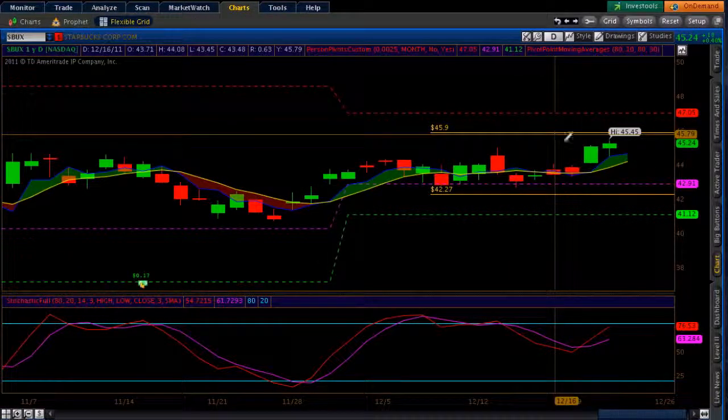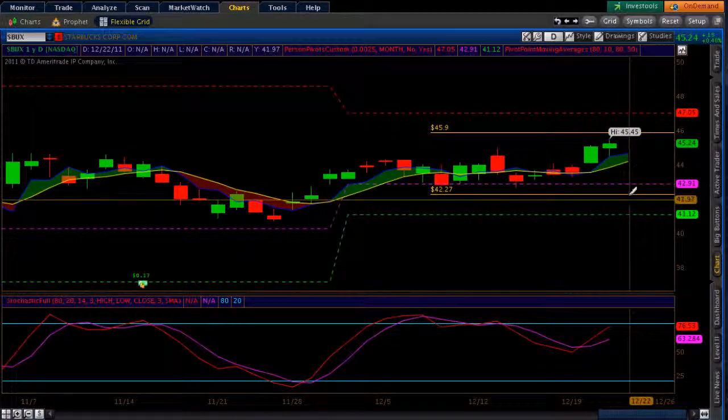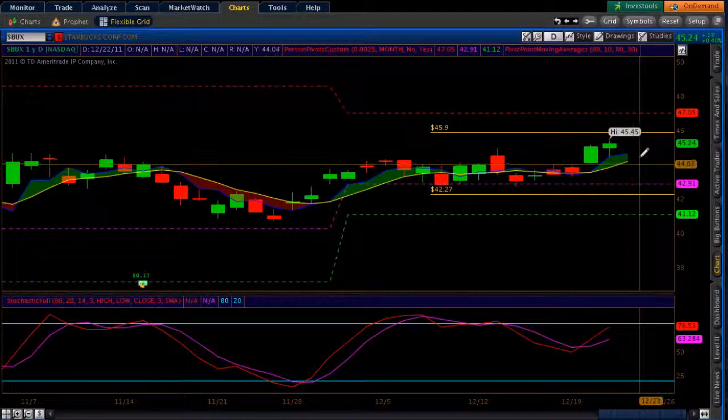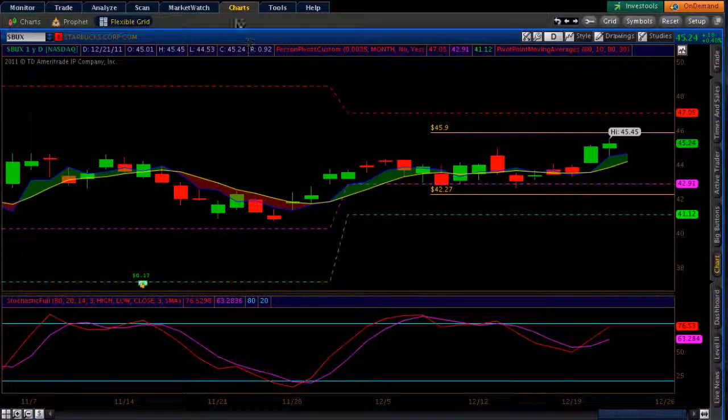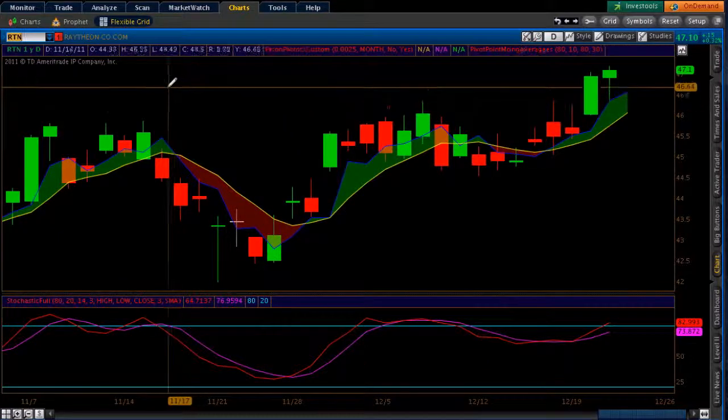But Starbucks, I'm looking for it to stay within this range right here and start collecting premium, and then roll that 44 put into February, and then hopefully into March. If it works out, great. If not, then so be it. I'll close out the trade and manage my risk. Now also I do have RTN. Now RTN is a little bit different trade.